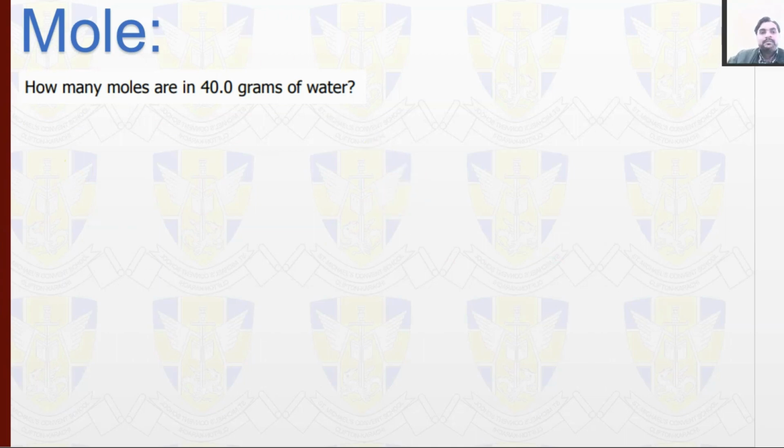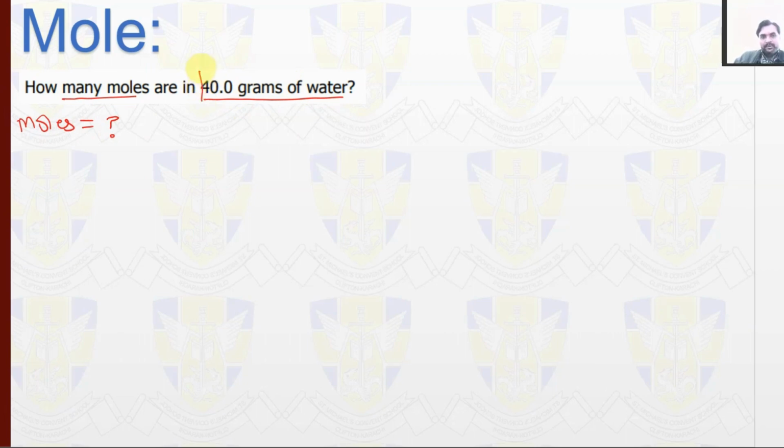Okay. Now this is the question, and in this question, you can see it's saying how many moles are in 40 grams of water, right? As you can see, it's written how many moles are there. So basically, you have to calculate the number of moles. They are asking you to calculate the moles. And further it's written how many moles are there in 40 grams of water.